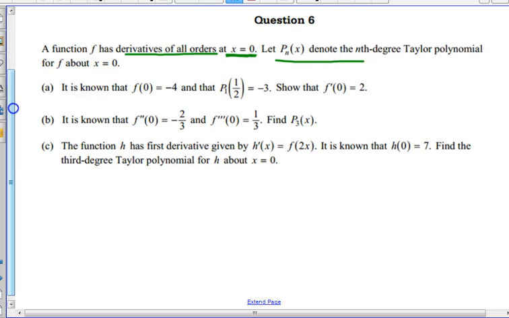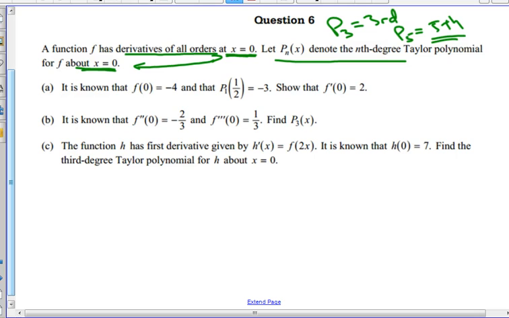P sub n denotes the nth degree Taylor polynomial. We've used this notation before. So P sub 3 would be the third degree, or P sub 5 would be the fifth degree, or whatever. No big deal on that. Standard notation. Denote the nth degree Taylor polynomial for f about x equals 0. Okay, I got the point. x equals 0, so we're making this at 0.